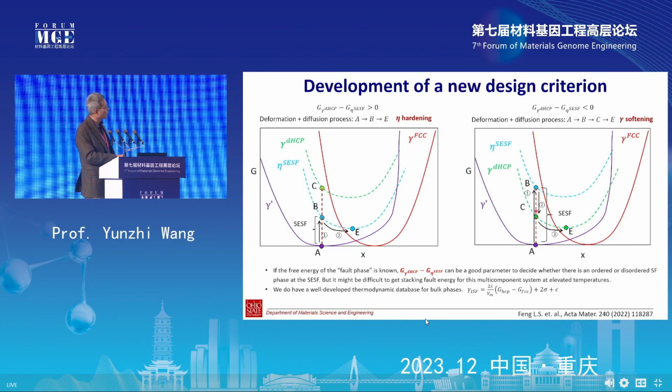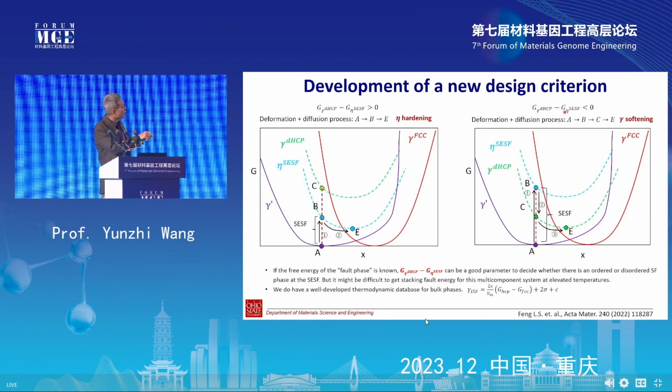If you switch the order of the free energy of the ordered phase versus the disordered phase, what's going to happen, you can bring the system to the ordered phase, but the system is going to relax to the disordered phase and then reach the parallel tangent point. Point E, you're going to have disordered stacking fault phase. And then you're going to have this what we call the gamma softening.